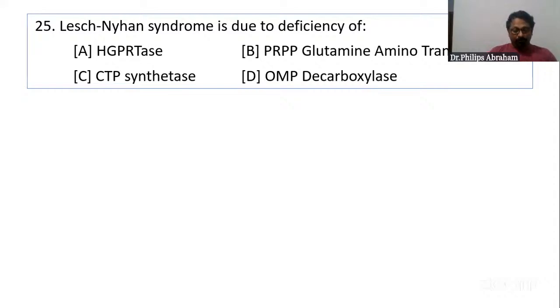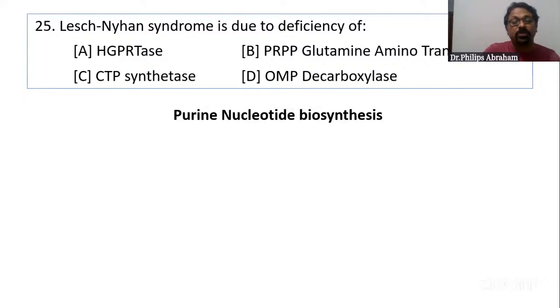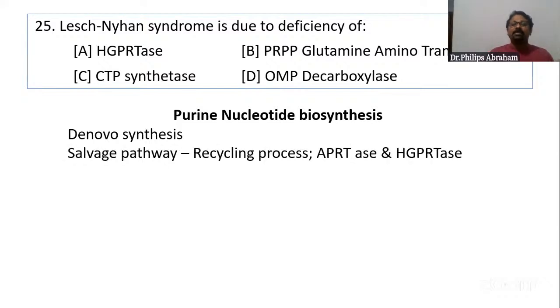Lesch-Nyhan syndrome is due to, first of all, what is it all about? Purine synthesis in the body. There are 2 types of purine synthesis. One we call de novo synthesis. Another one, salvage pathway. De novo means synthesizing a new one using all the components, like building a wall using bricks, one by one, adding up each atom, each molecule, and making a purine. Salvage pathway is a recycling process. That means already produced nucleotides, which would break down and be excreted out, are prevented from excretion and are recycled.